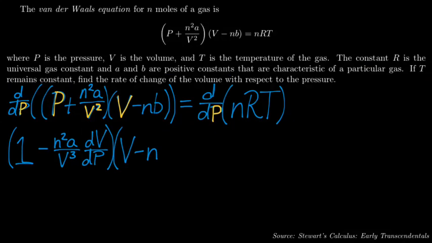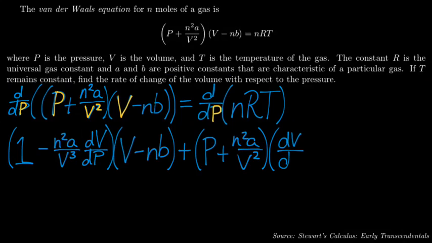On the left, I'm going to use the product rule. And so the derivative of P plus n squared A over V squared is 1 minus n squared A over V cubed dV/dP. Can you see that I used implicit differentiation, or the chain rule, on that V squared in the denominator? That's times V minus nB. And then for the second half of the product rule, I add P plus n squared A over V squared times the derivative of V minus nB, which is just dV/dP.